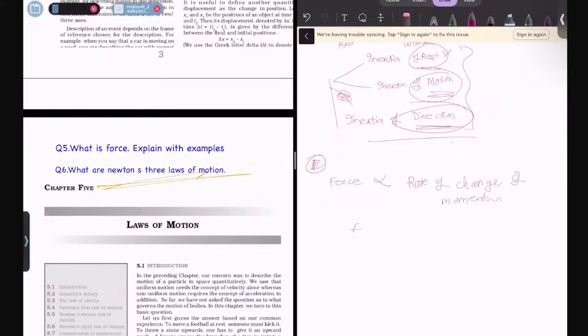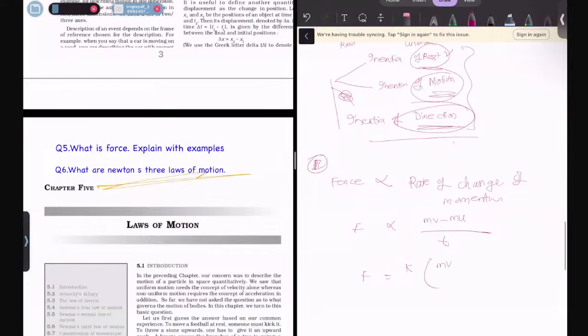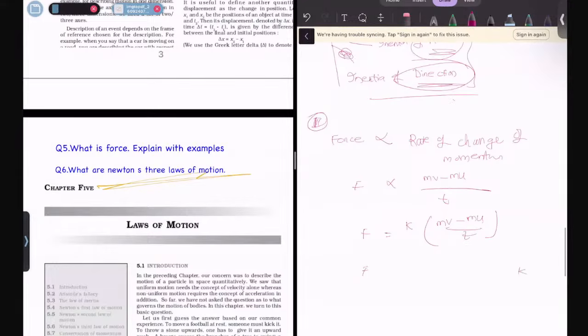So how will you write it? Force is directly proportional to rate of change of momentum. Change of momentum is, we know, mv minus mu. But what is rate of change of momentum? It is how much momentum is changing per second, so divided by t. To remove the proportionality sign, we add a proportionality constant k, and it will be k times (mv minus mu) by t. Now the value of k is 1. So I'm taking m common here: m times (v minus u) by t.